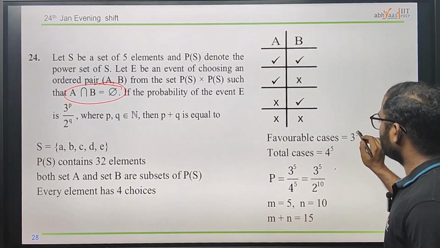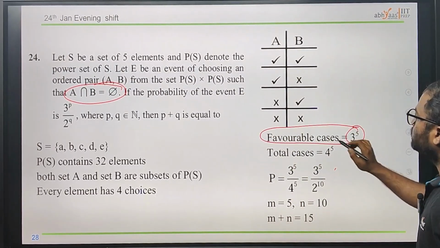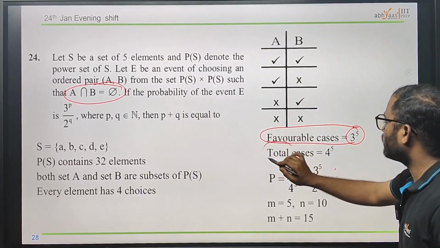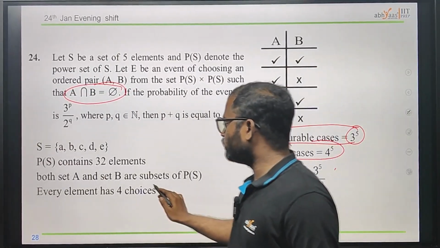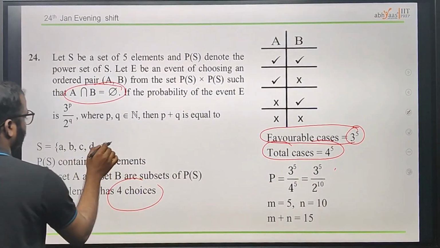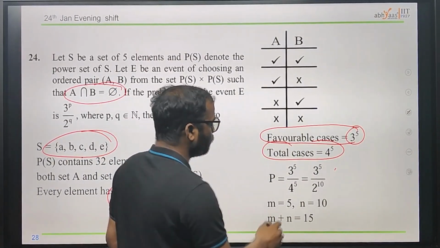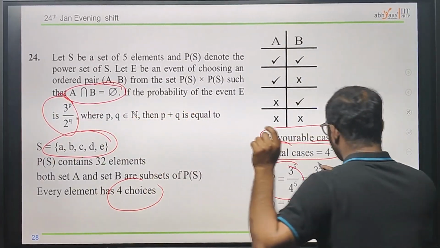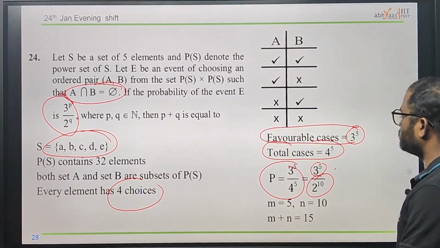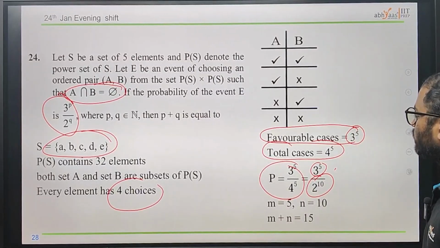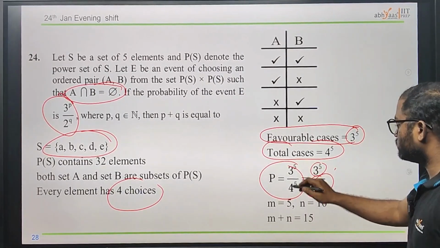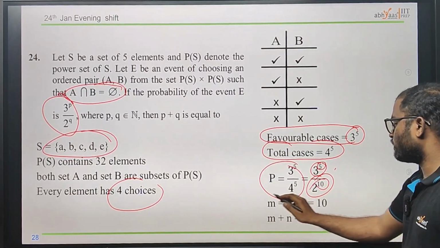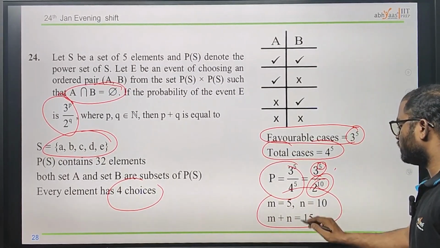Now, the favorable cases are 3 power 5, and the total cases are 4 power 5, since there are 4 choices for each of the 5 elements. Comparing this with 3 power 5 over 2 power 10, taking the total number of favorable outcomes, we get p is 5 and q is 10. Therefore, adding those, we get 15 as the answer.